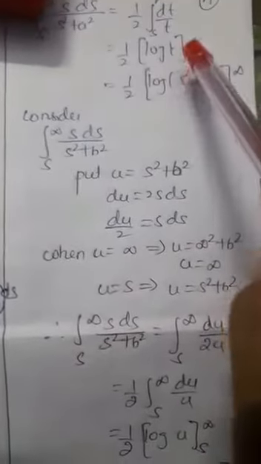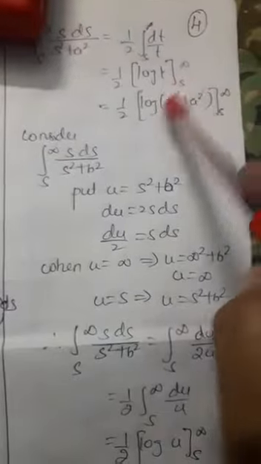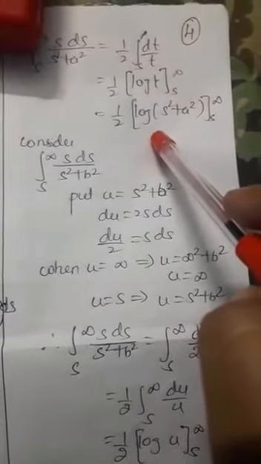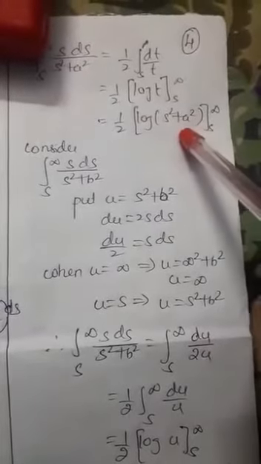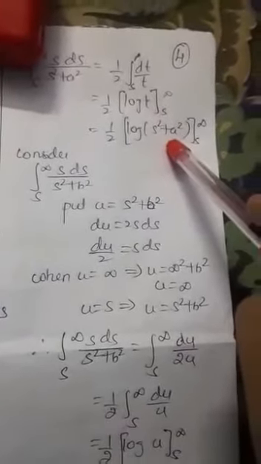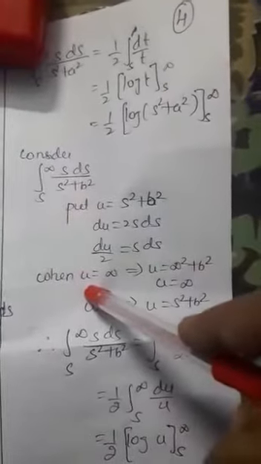So the integral equals 1 by 2 of dt by t, that is equal to half log t. Now I am substituting log t in place of t. I have just replaced t by s square plus a square, with the limits s to infinity kept as they are. At last I will substitute the limit. Similarly, in the same way we have to do the second part also.